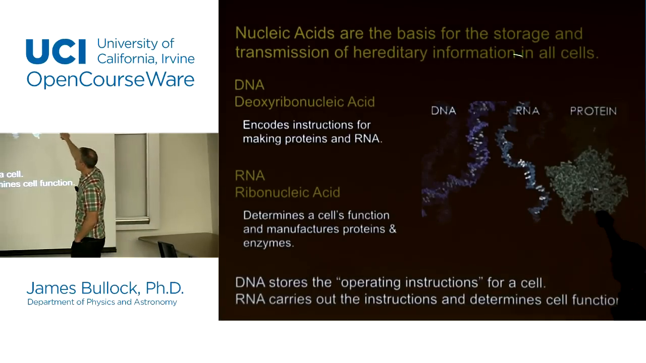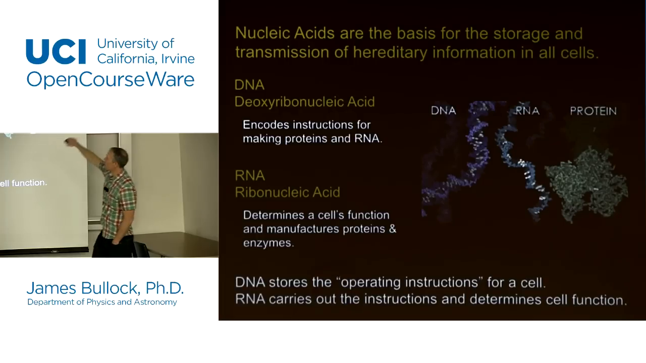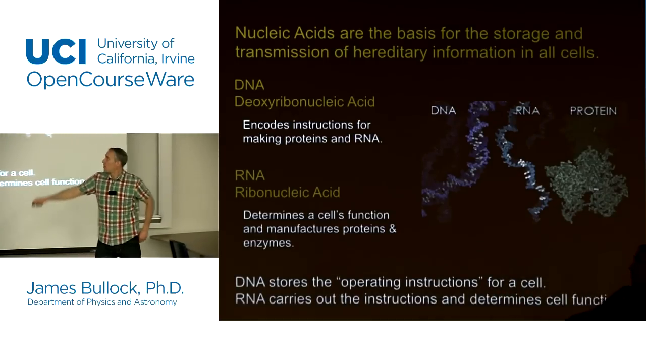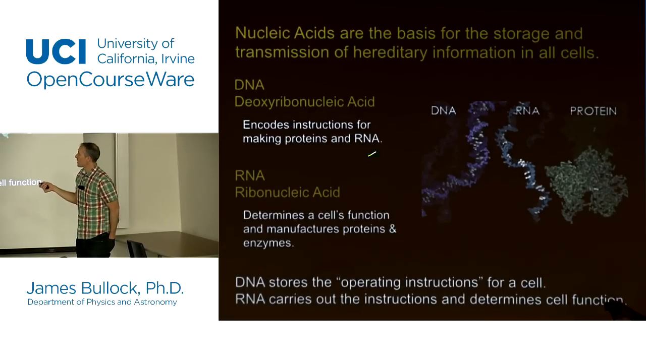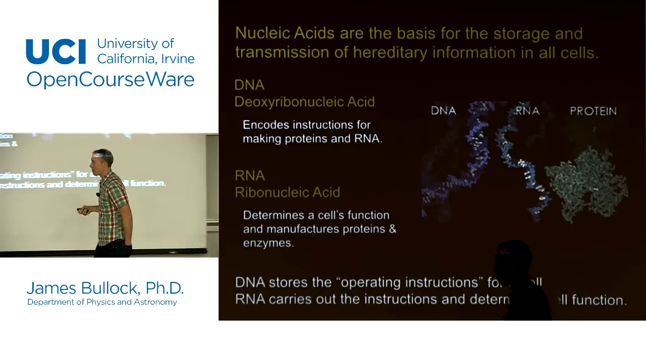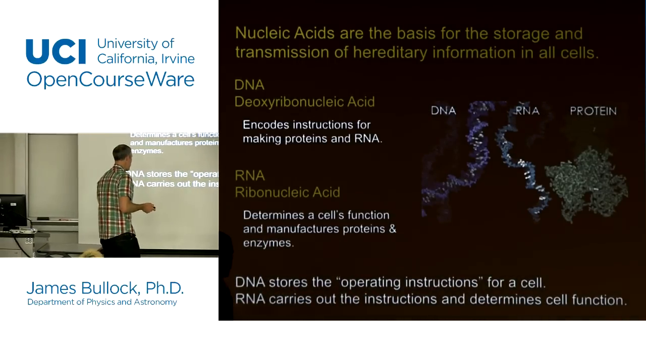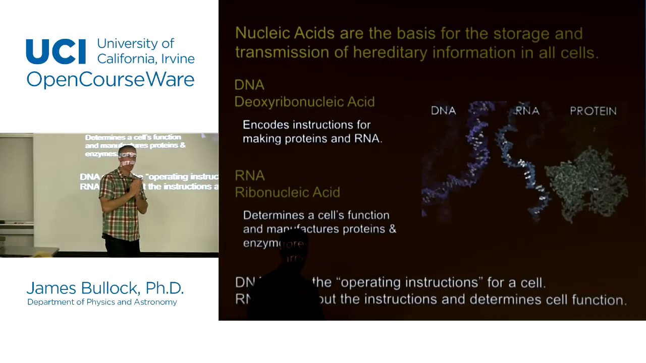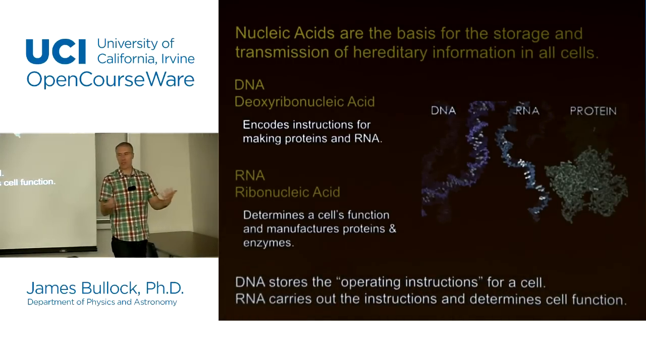So what happens then is you have these nucleic acids. They act as the basis for storage and transmission of heredity in cells. You've got your DNA that encodes the instructions for making proteins and RNA, and then the RNA determines what the cell's function is, and it manufactures these proteins and the enzymes that the cell uses. So you can think of the DNA as storing the operating instructions. It's like the instruction manual. And the RNA is the thing that carries out the instructions in the instruction manual.